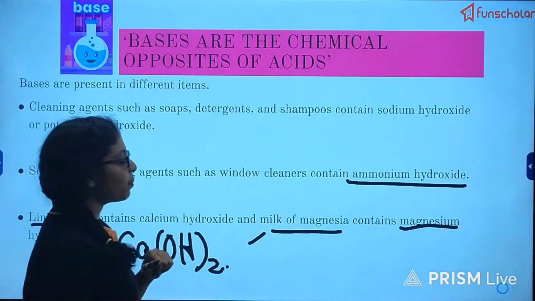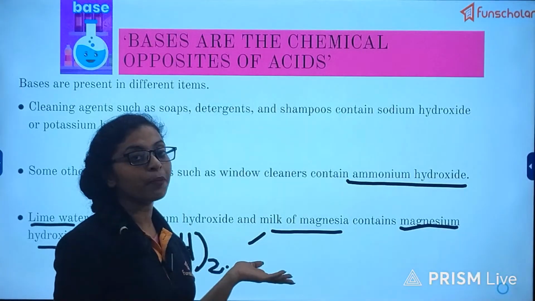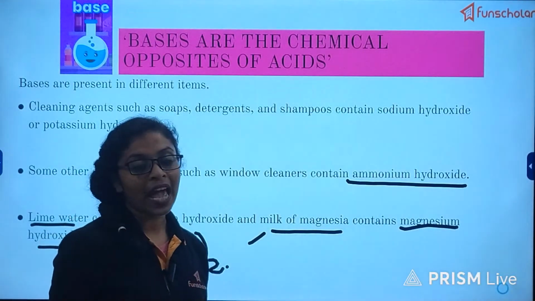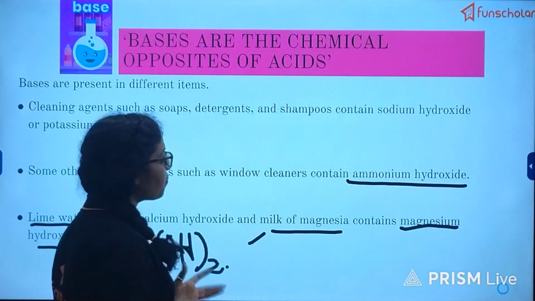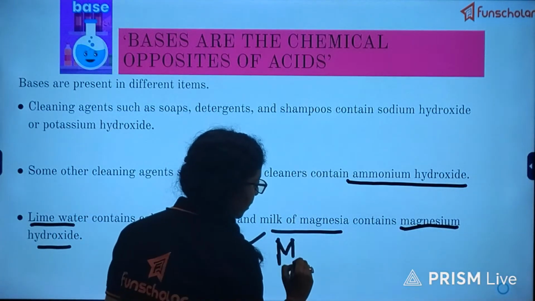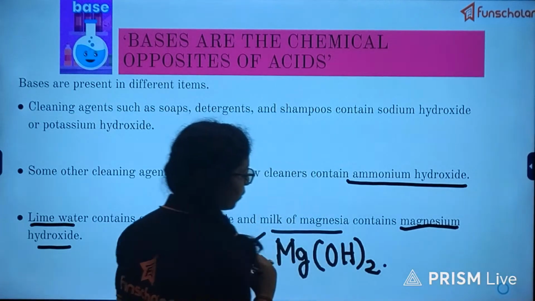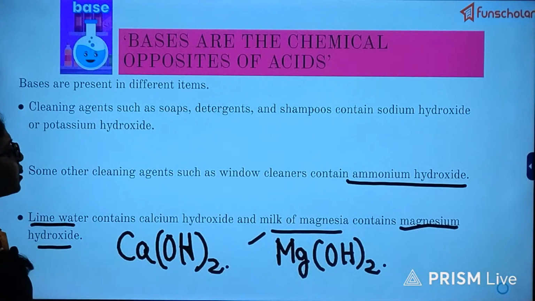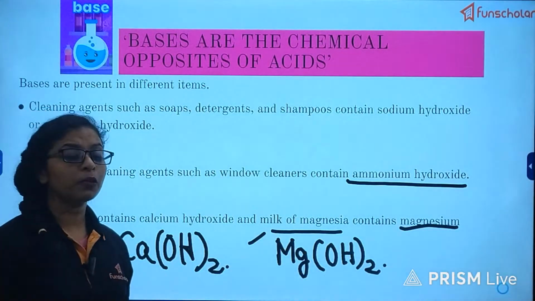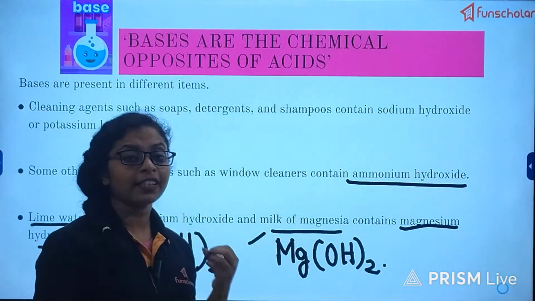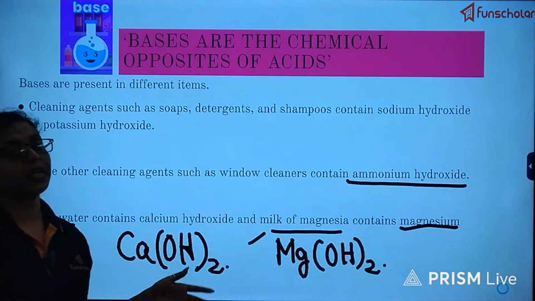So what is milk of magnesia basically? It is a mixture of magnesium hydroxide with water, and that is what is said as milk of magnesia. This is the formula of milk of magnesia. So in this slide we got to know some common bases, examples of bases which we can find around us in our daily life.